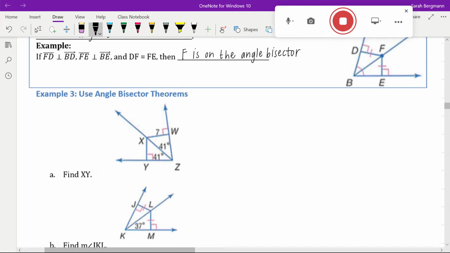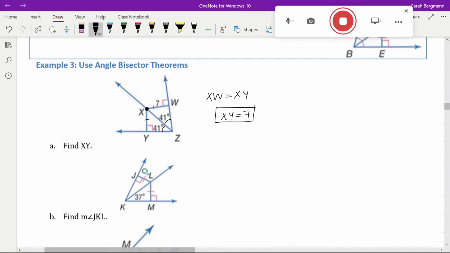Let's use this in some problems. It says find XY. So I see that ray ZX is an angle bisector of angle YZW. Therefore, point X must be equidistant from the sides of angle WZY. So in order to measure to the sides, I have to measure along a perpendicular. I see that these two segments, XW and XY, are perpendicular to the sides of the angle. Therefore, XW must be equal to XY. So I know XY must also equal 7.